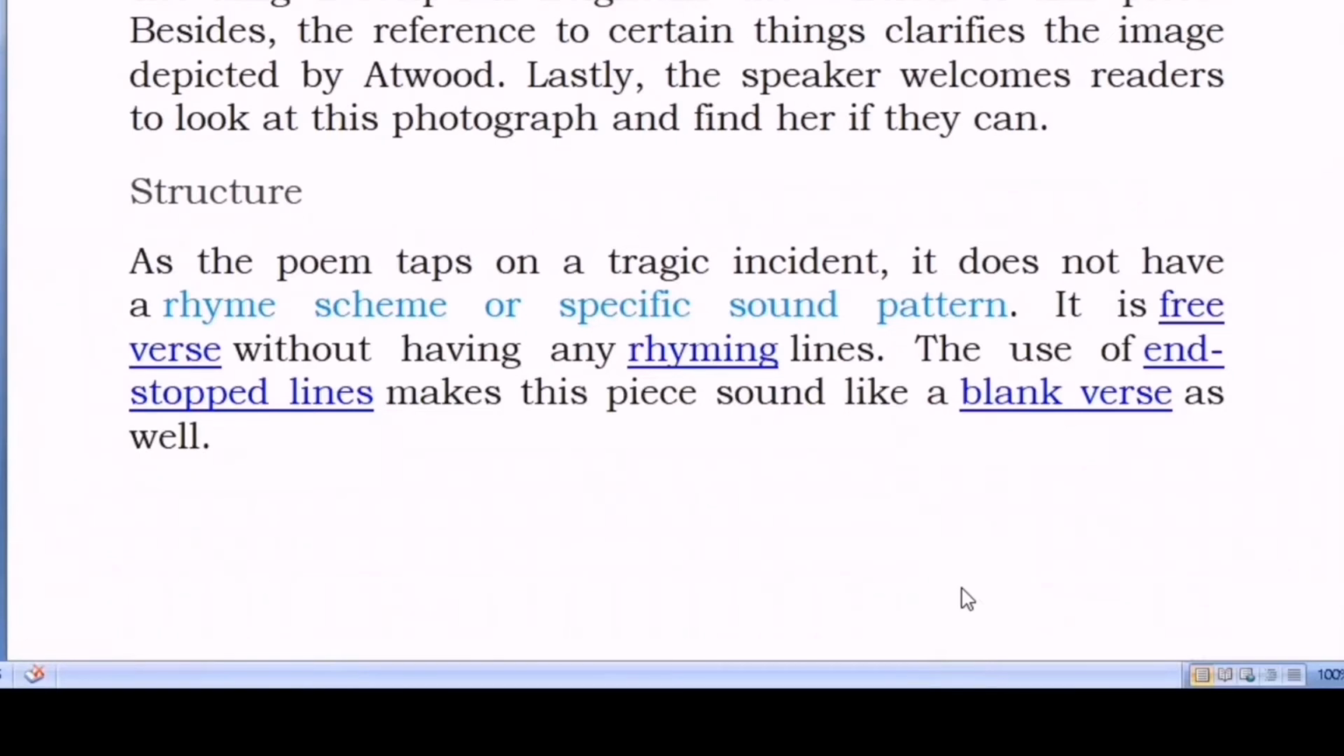And now let us check out the structure of the poetry. As the poem taps on a tragic incident, it does not have a rhyme scheme or specific sound pattern. It is a free verse without any rhyming lines. The use of end-stopped lines makes this piece sound like a blank verse as well.